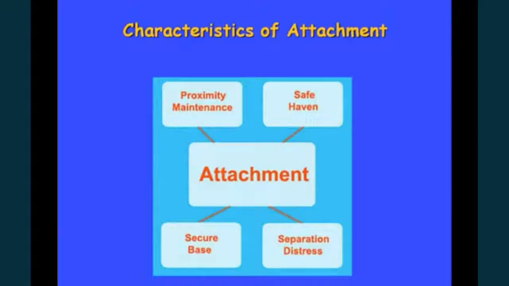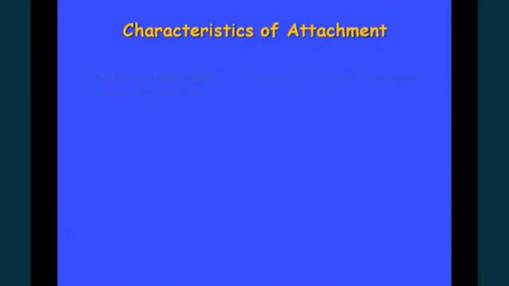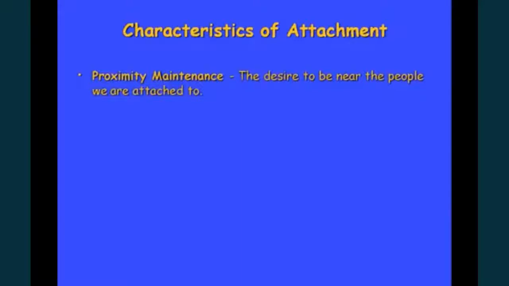So we're going to have a look at the characteristics of attachment, and there are four major ideas in attachment. One is called proximity maintenance, the others are safe haven, secure base and separation distress, and I'm going to explain a little bit about those in the next slide. Proximity maintenance is the desire to be near the people we're attached to, and we see this in children, don't we? If a caregiver or a parent strays a little too far away from a child, they tend to want to come back to the caregiver.